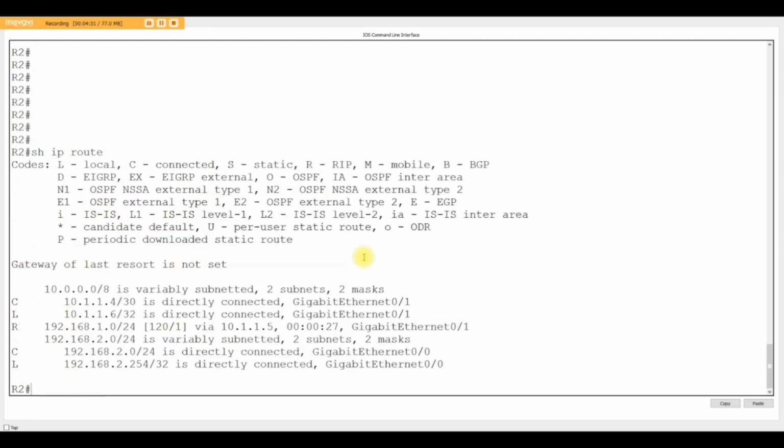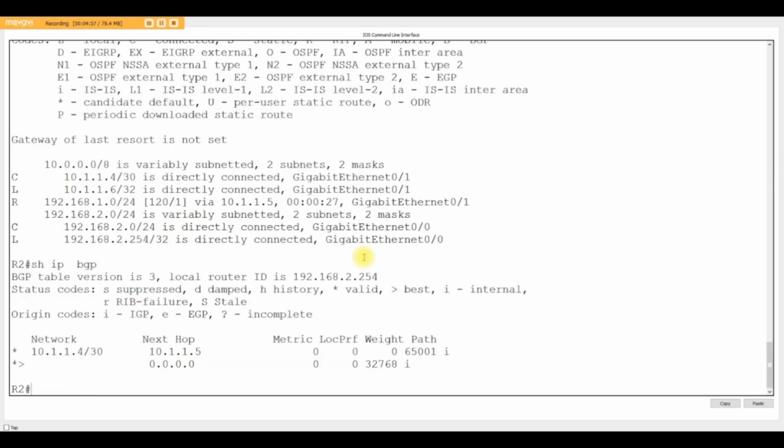So if we look at our routing table, we see, hey, we have our routes. Okay, so we do show IP BGP. What do we see? And look at that. We see the best path, and that's what this means. Now, it takes time for it to update that this is a valid path to get to this particular network, as the 6501.